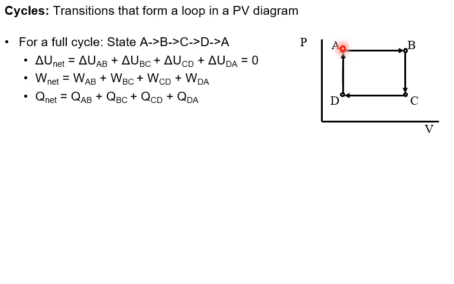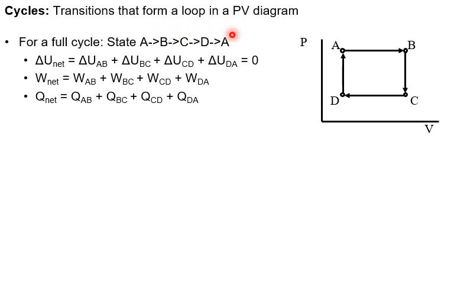And you can transition from state A to B by just increasing the volume, B to C by just decreasing the pressure, C to D by decreasing the volume, and then back D to A by just increasing the pressure. So going from one state through a bunch of others back to the same state, that is a cycle. It forms a loop in this PV diagram. So in this full cycle, we go A to B to C to D to A.